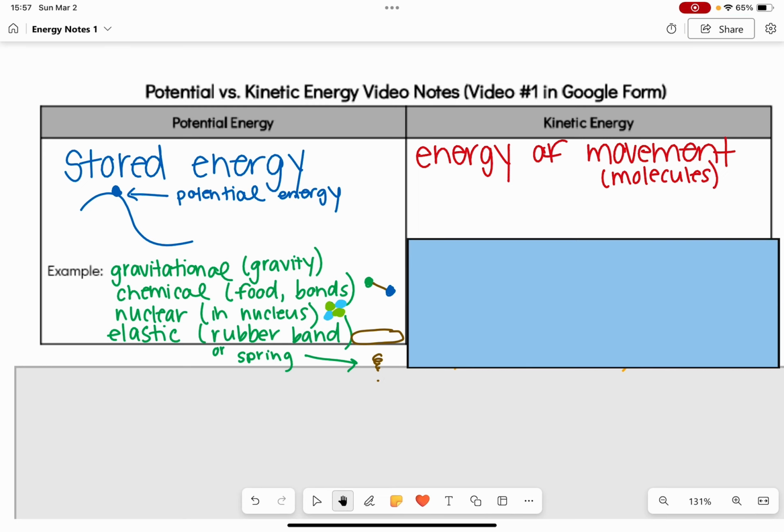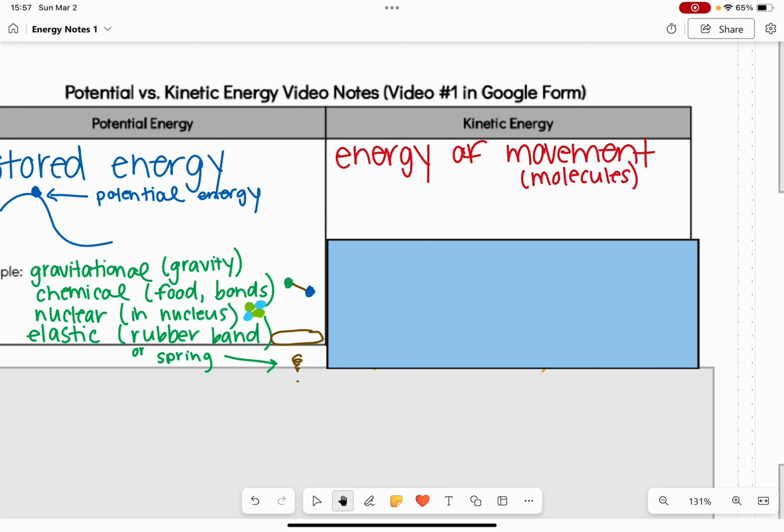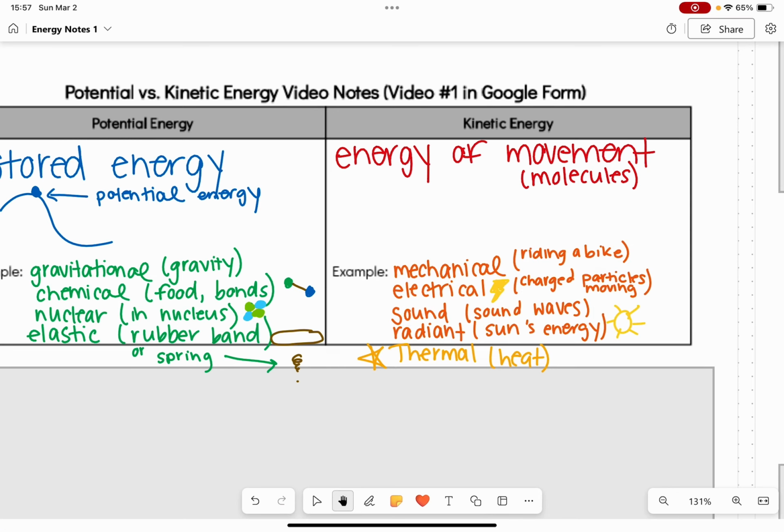Kinetic energy is the energy of movement, and in chemistry, we are specifically looking at the energy of the molecules and how they move. There are a few different types of kinetic energy as well. Mechanical would be like you riding a bike because you're moving. That is kinetic energy. Electrical, so charged particles running through a circuit that gives you electricity, because those particles are moving. That would be kinetic energy.